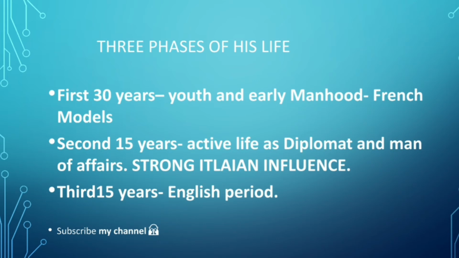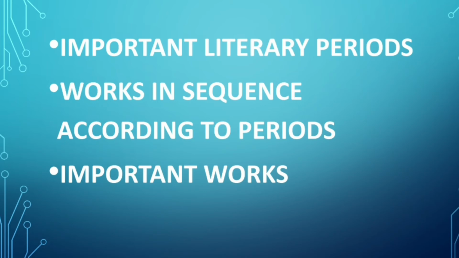Now, three phases of Chaucer's life. His life can be divided into three phases. The first phase is of 30 years, when he was in youth and early manhood, where his main influence was of French models. Then 15 years of active life as diplomat and man of affairs, with strong Italian influence. And the third one is 15 years, again the English period.